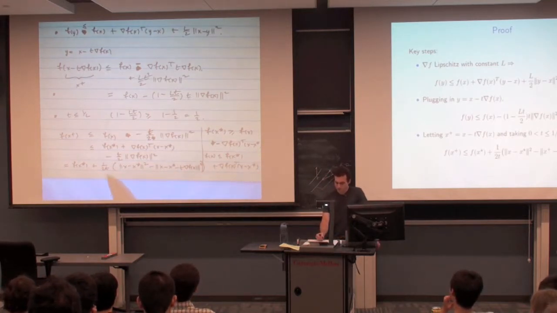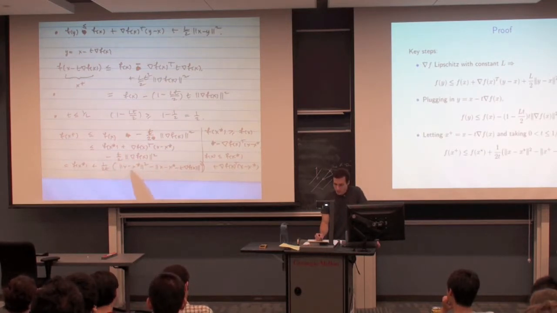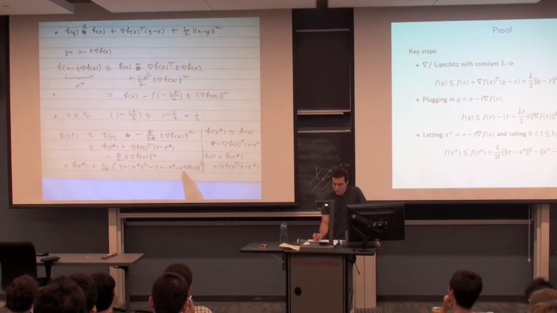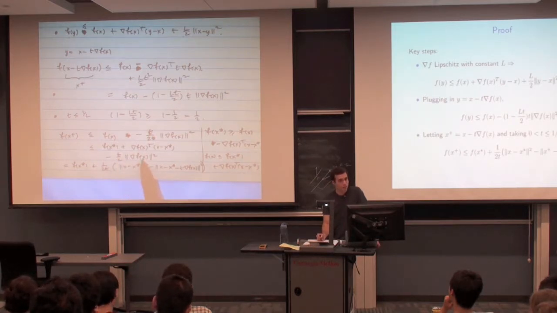Okay, so I claim this is actually equal. Let's go through it. Well, if I take x minus x star squared and this x minus x star squared from here, they cancel, so there's no more of that. That's fine. What happens when I take this term squared? Then I get t squared times the gradient of f of x squared, but I'm dividing by 1 over 2t, and there's a minus sign here, so I get minus t over 2 times the gradient squared, which is what I had before.